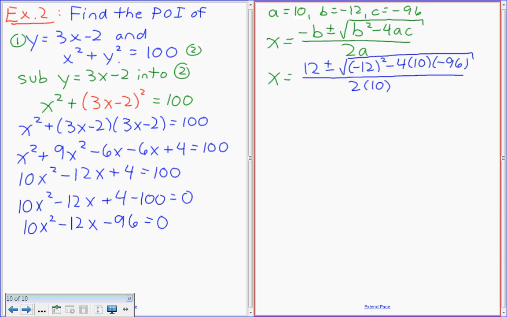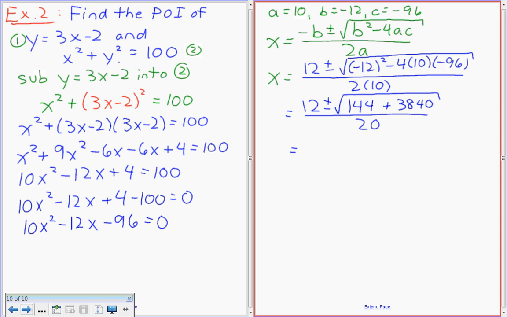All right, Nicole, can you be calculator girl here for a sec? 12 squared turns into 144. Great. 4 times 10 times 96. You can't actually see this, but I'm doing this on my own calculator because I can't do it. That changed to plus 3840. Now remember, it's a plus, not a minus, because negative 4 times negative 96 is a plus.